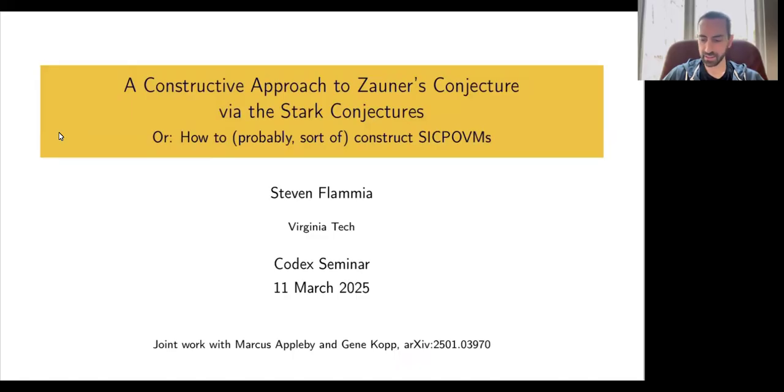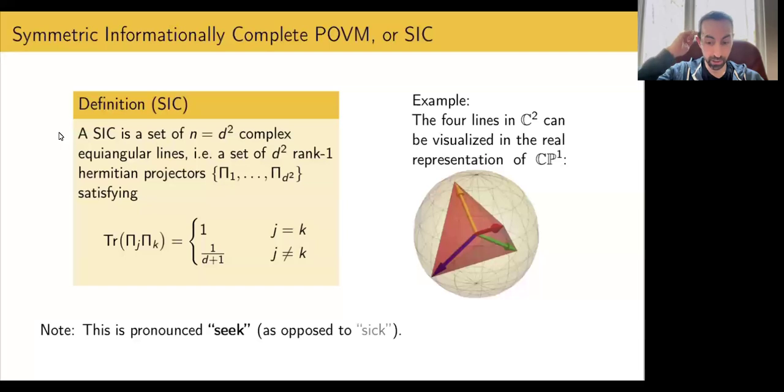Some of the things that I'm going to talk about today have appeared at prior seminars at Codex, but I hope that the overlap between those talks will be at most pairwise constant. So I'll tell you about our work on Zauner's conjecture. I'm very excited about it.